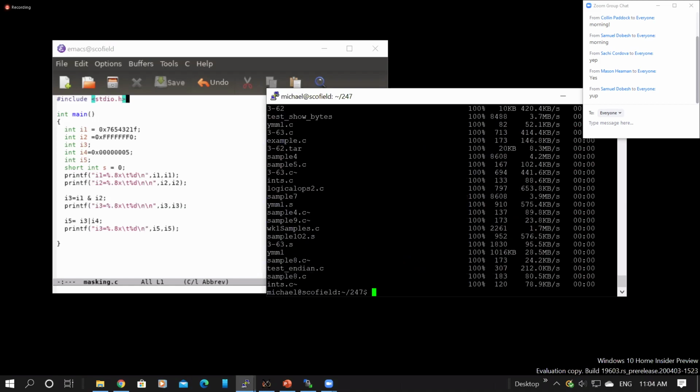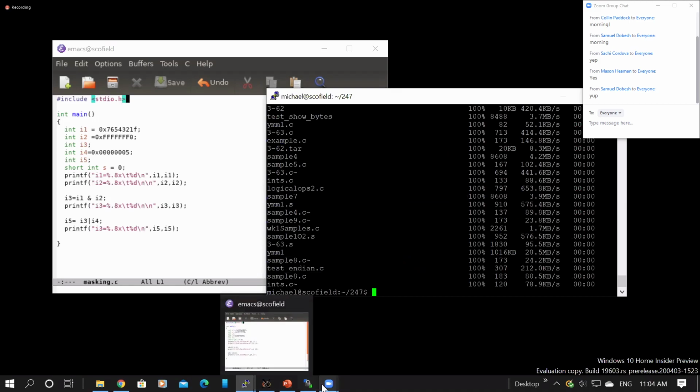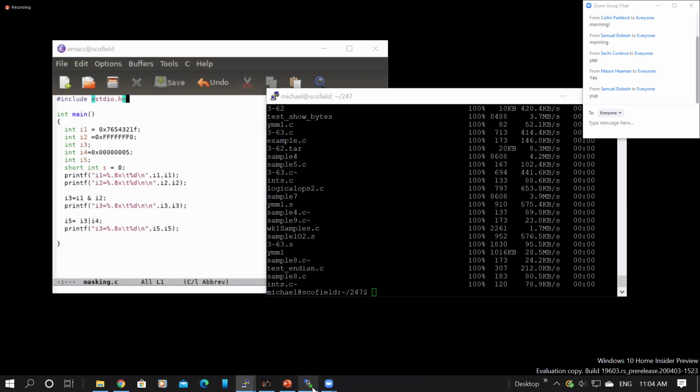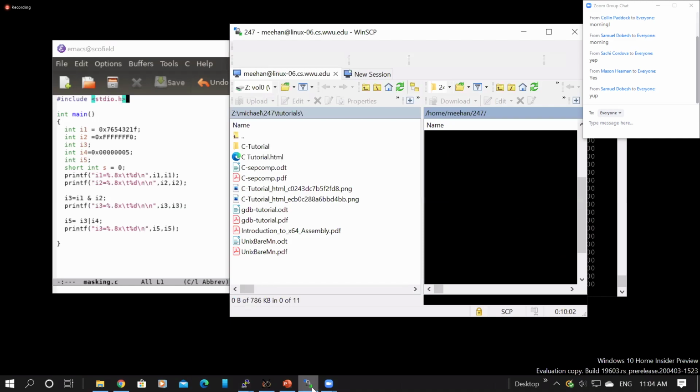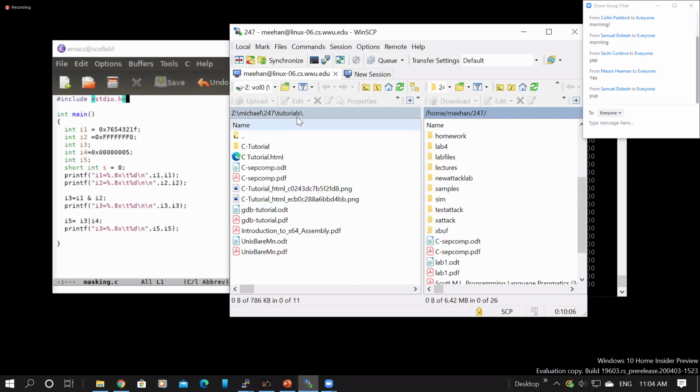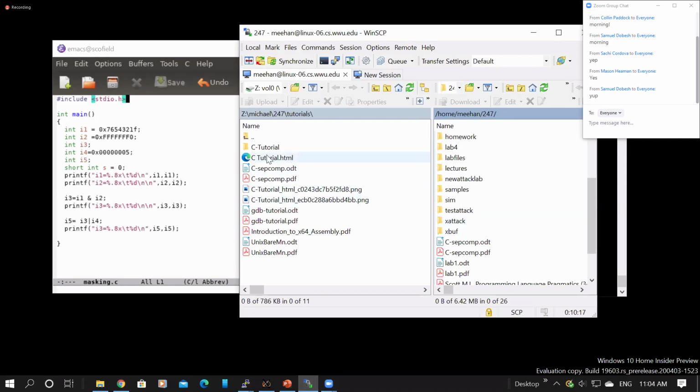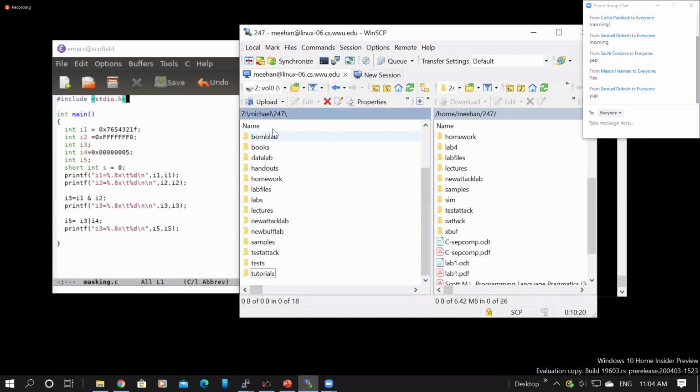Now to get it down to my home machine, I'm going to use WinSCP to go to one of the lab machines. And so here I am on one of the lab machines. It happens to be the same one. It doesn't make any difference which one it is because they all have the same file system. And so I want to position myself here in this 247 directory. So here's that sample stuff I just copied over.